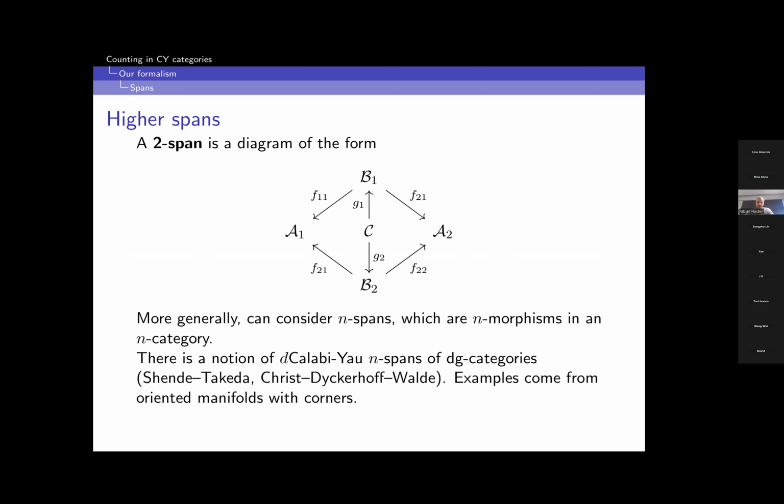Yeah, and I think what you're saying is something to that effect is proven in this work of Christikov and Walder, that if you go to some kind of total complex, you have a... So I'm not saying that the definition of what is a d-Calabi-Yau n-span requires higher category theory. But all the composition, this analog of composing two spans will again be a Calabi-Yau span, and to formulate all that only makes sense in higher categorical language. But just to define what is a d-Calabi-Yau n-span does not require higher categories.